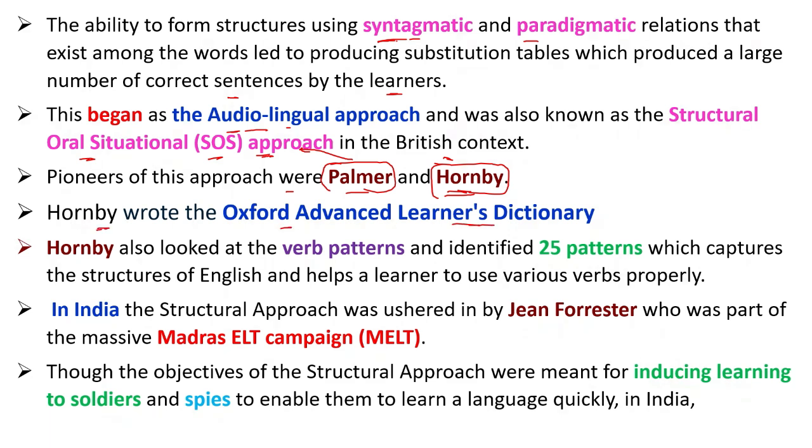So Hornby wrote one book. What is that book's name? Oxford Advanced Learner's Dictionary. And Hornby also looked at the verb patterns. He analyzed the verb patterns and identified 25 patterns. Totally how many patterns did he identify here? 25 patterns, which capture the structures of English and help a learner to use various verbs properly. Yes, it helps to learn the various verbs.